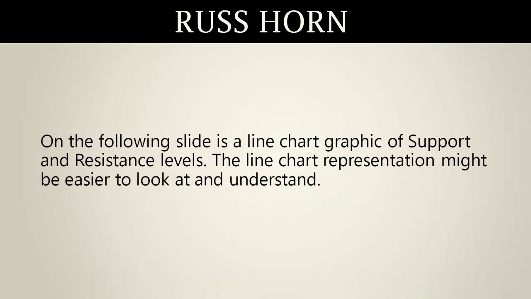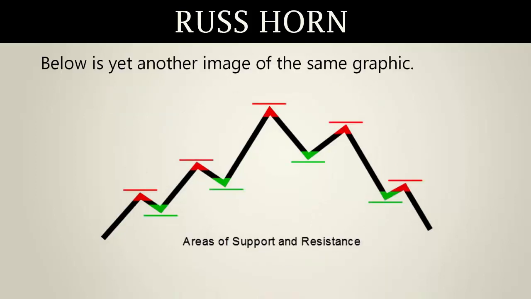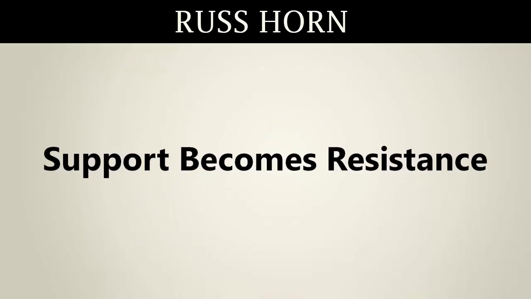On the following slide is a line chart graphic of support and resistance levels. The line chart representation might be easier to look at and understand. So the red peaks are areas of resistance. Price climbs up and then bounces down. The green valleys are areas of support, where the market drops and then bounces back up. Below is yet another image of the same graphic, this time just with the lines.